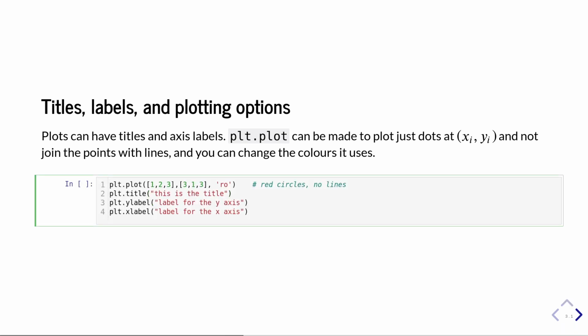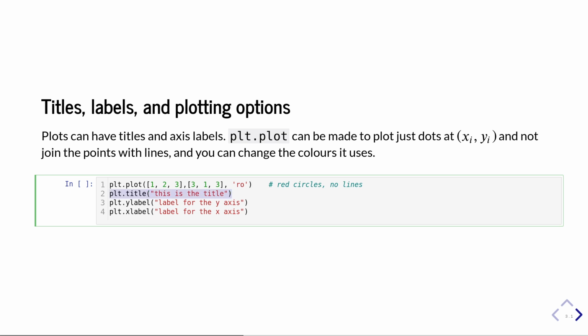On line 1, I'm telling plt.plot that I want to do a plot where the x coordinates are 1, 2, and 3. The y coordinates are 3, 1, and 3. And now I've given it another argument, which is a string 'ro'. And what that means is, what I want plt.plot to do is to draw red circles at each of the coordinates that I've given it. So not to join anything up with lines, just draw red circles at the coordinates that I've given it.